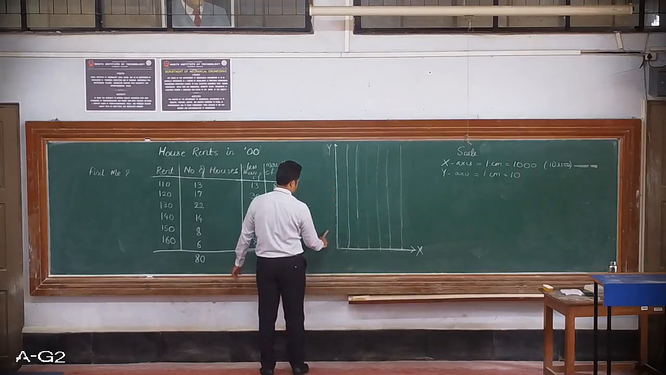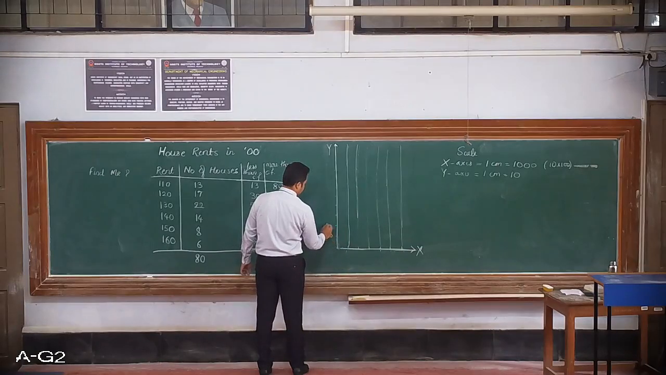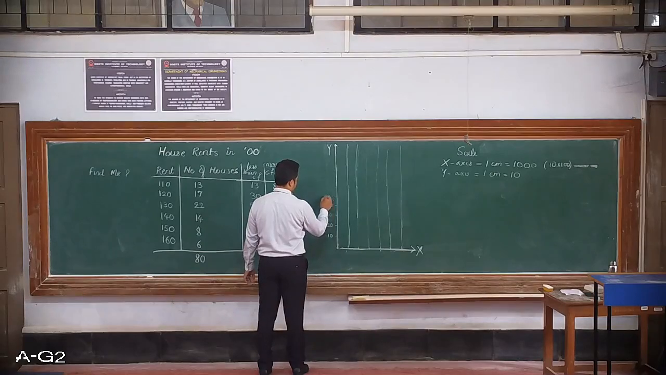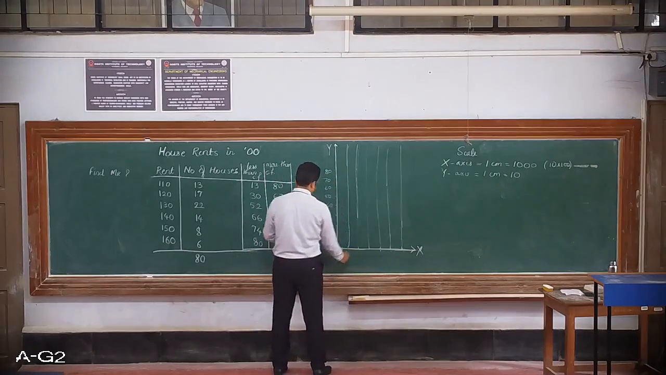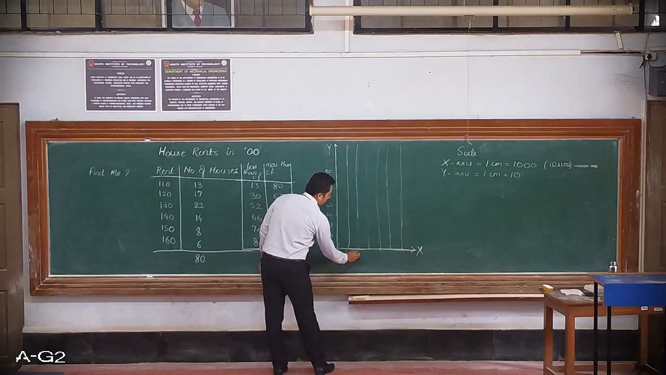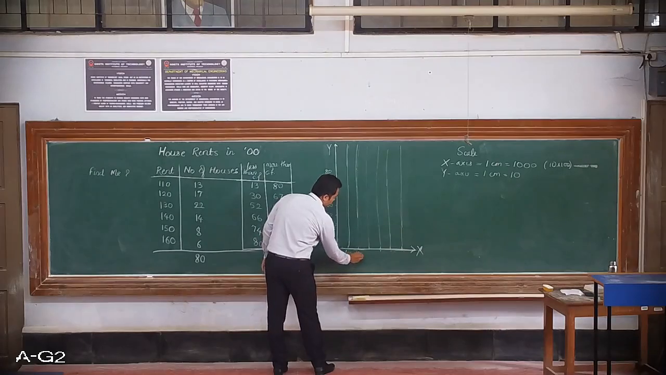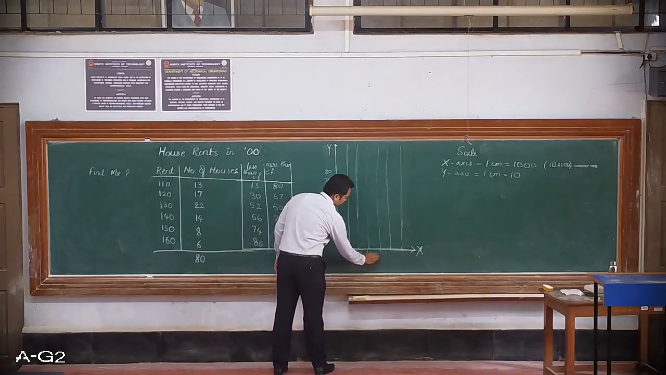So these points are like this: the frequency, and then the range are 110, 120, then 130.